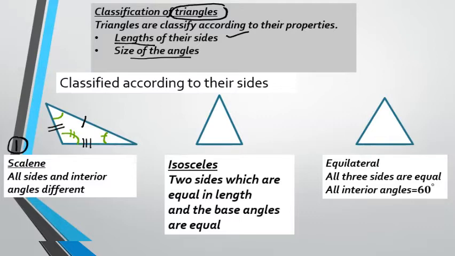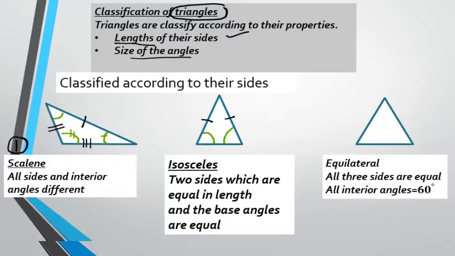The second one I would like to look at, the isosceles triangle. Now this isosceles triangle is known by two sides being equal. And then of course, together with that, their base angles must be the same value. So two sides must be the same and two base angles must be the same.